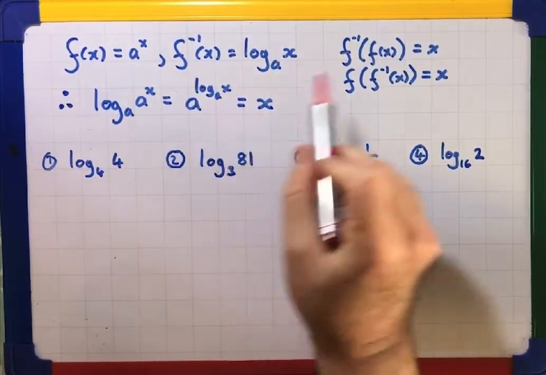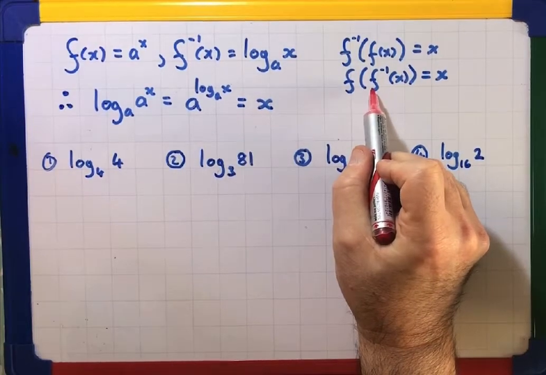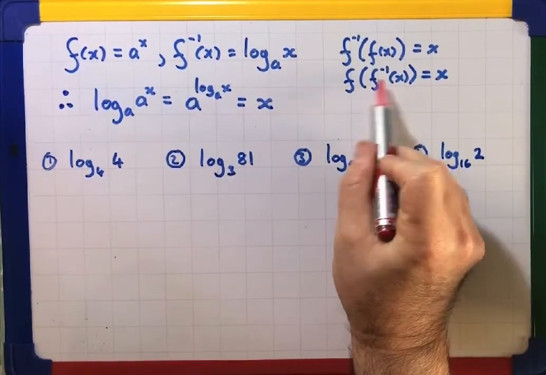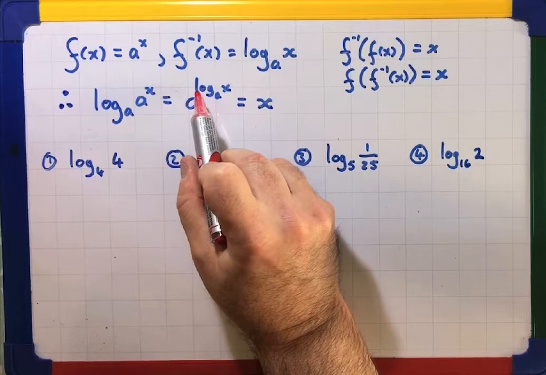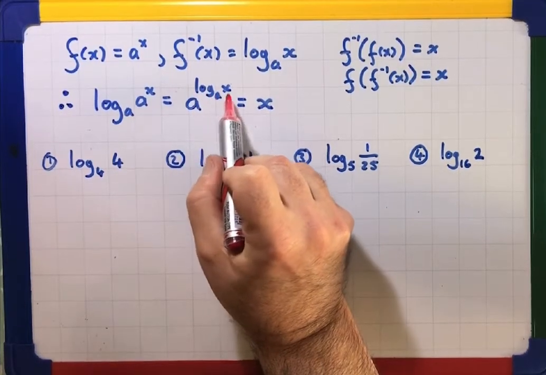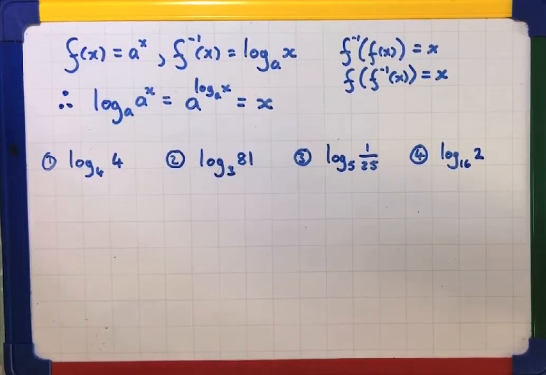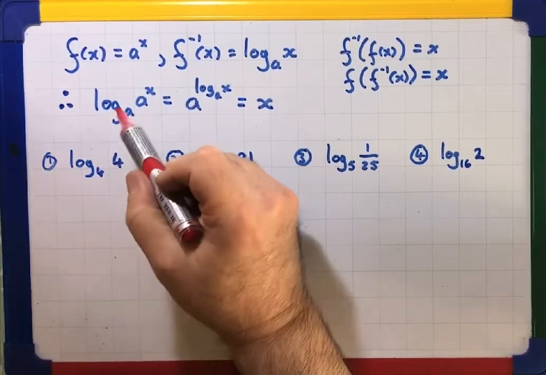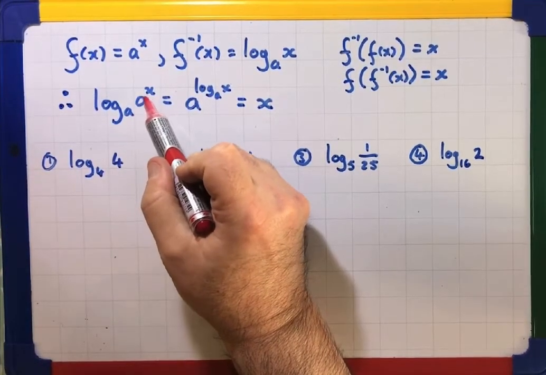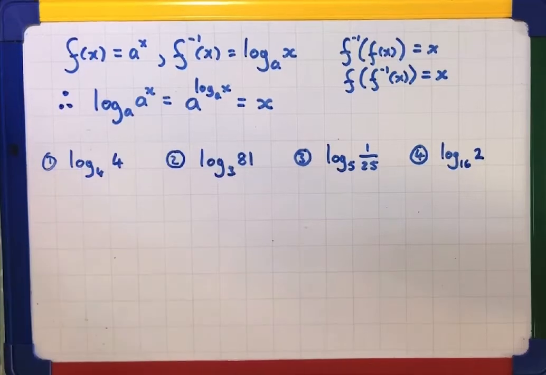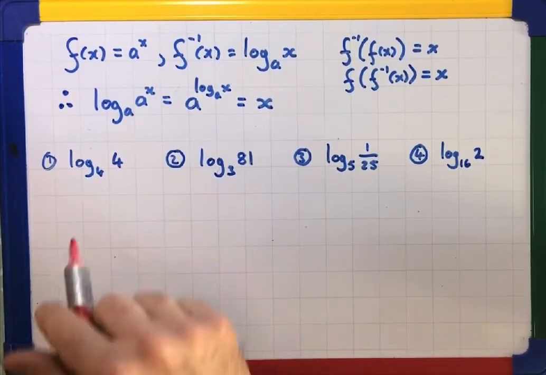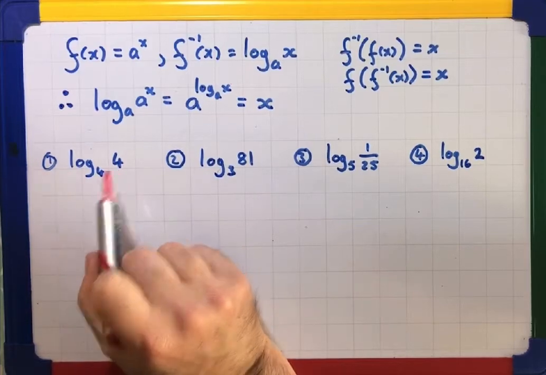But equally well, if we looked at the bottom one, that version of it would be a to the power of log to the base a of x. That also takes you back to x. Okay, so basically log to the base a and a to the power cancel each other out, just taking you back to what the thing was. Okay, let's look at this first one.